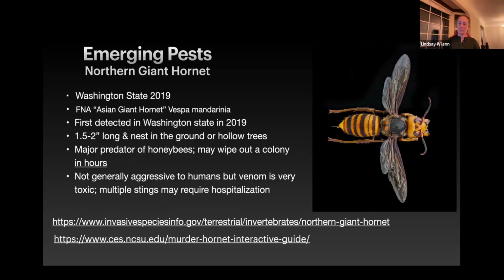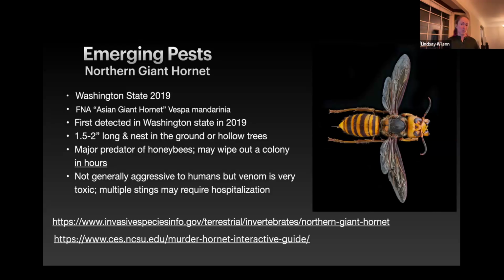The northern giant hornet, we used to call it the Asian giant hornet, but her real name is Vespa mandarinia. She's 1.5 to 2 inches long. This is a really big hornet. They don't really want to come after people. They tend not to be aggressive, but if you disturb their colony, they can be. They are very, very toxic, and just a few stings can send you to the hospital, unfortunately. These big girls will wipe out a honeybee colony in hours. Once they find a hive, they are persistent, relentless.